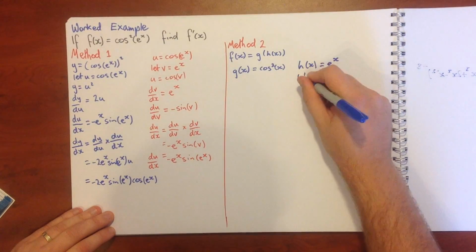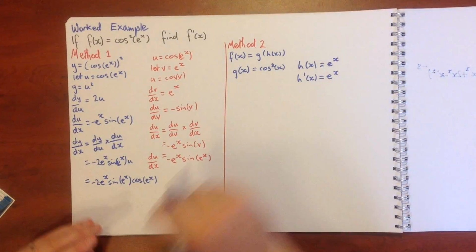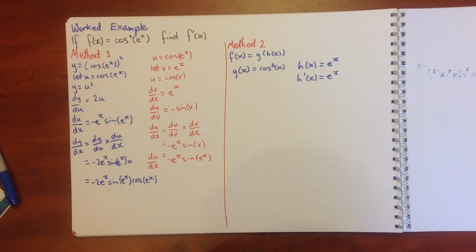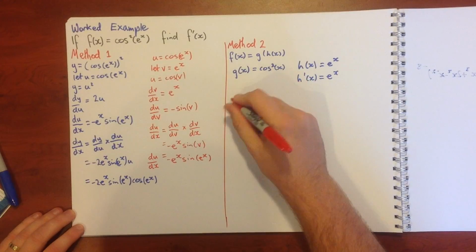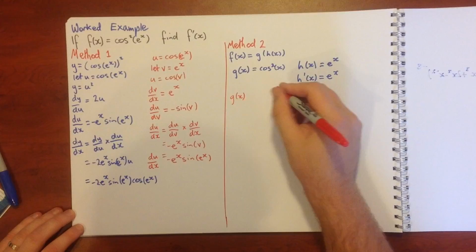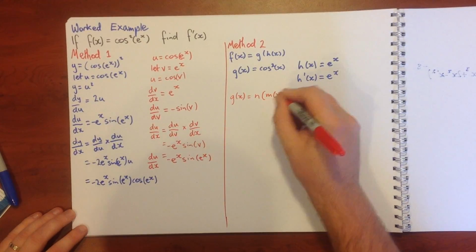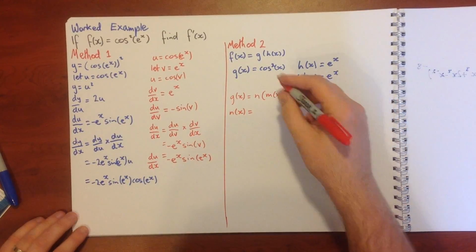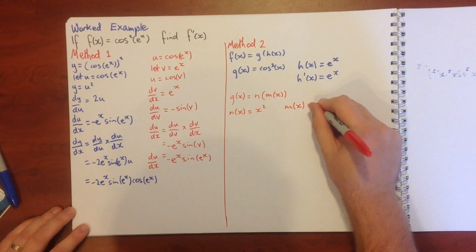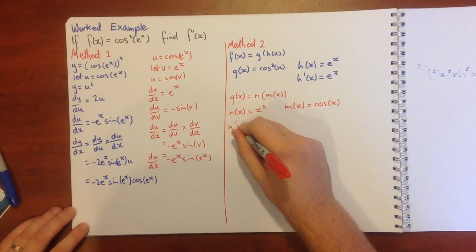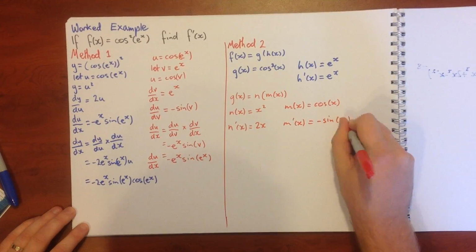So then h dash of x is our e to the x, and when we want to find our g dash of x, that's where we need to do another function again. I isn't really a great one to use, so I might go to, say, n. So g of x is really equal to n of, let's say, m of x, where n of x is equal to x squared, and m of x is equal to cos of x. Then n dash of x is equal to 2x, and m dash of x is equal to negative sine of x.